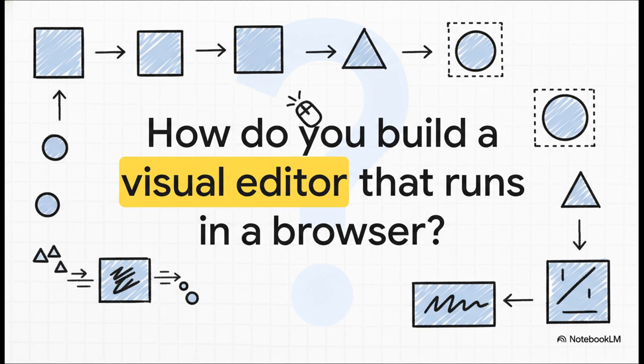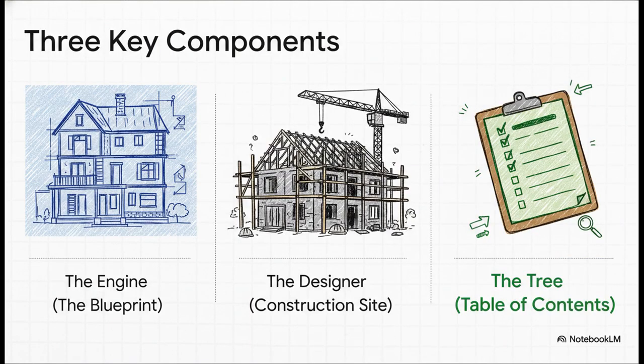It's actually a really clever separation of data, user interaction, and what you actually see on screen. And that's exactly the pattern we're going to break down today. So, to really get our heads around this, let's think about it like we're building a house. First, you've got the engine. That's the architectural blueprint, the master plan. Then you have the designer, which is basically the construction site where you see it all come together. And finally, there's the tree, which is kind of like the project's table of contents, keeping everything neat and organized.